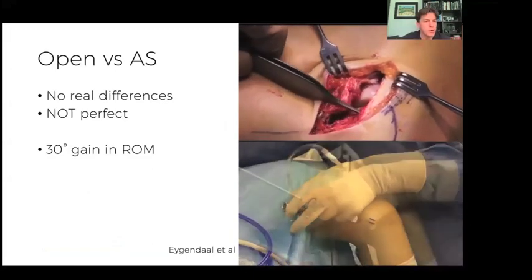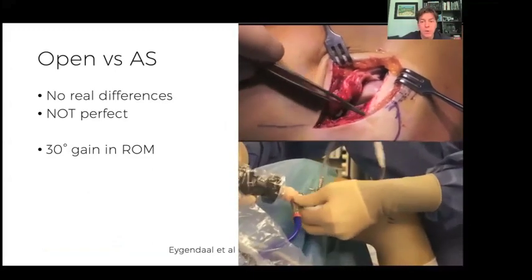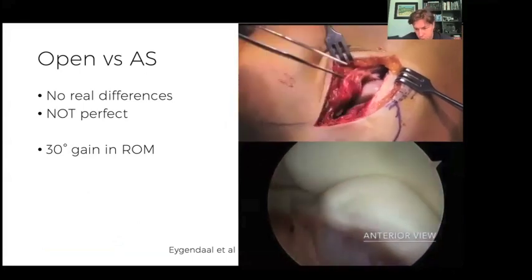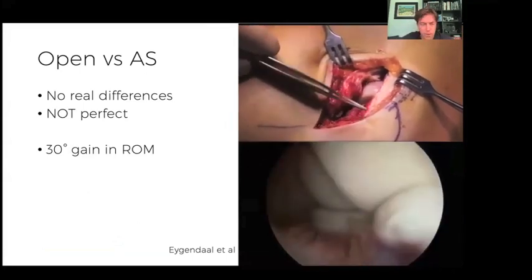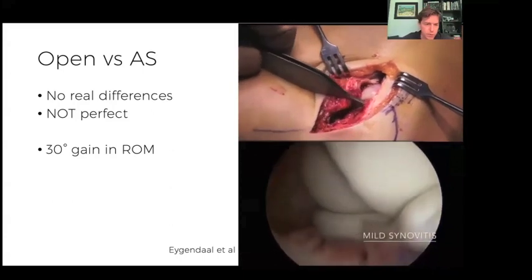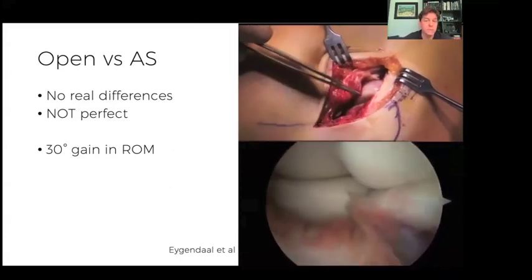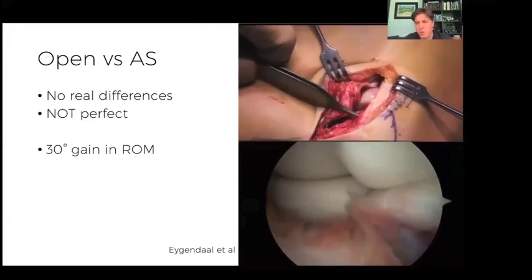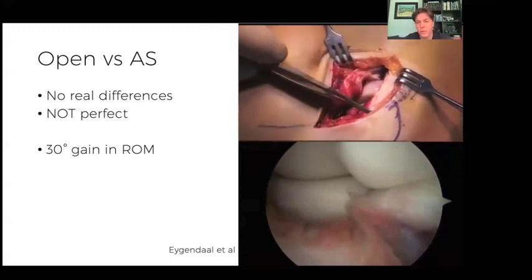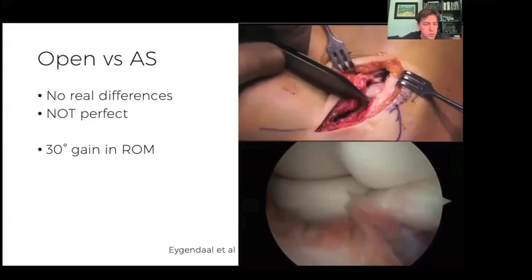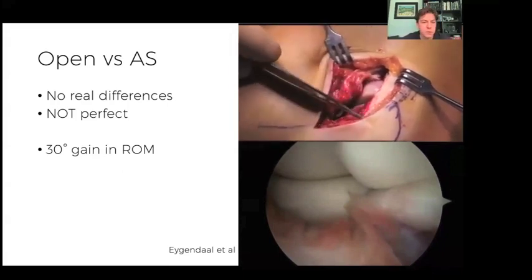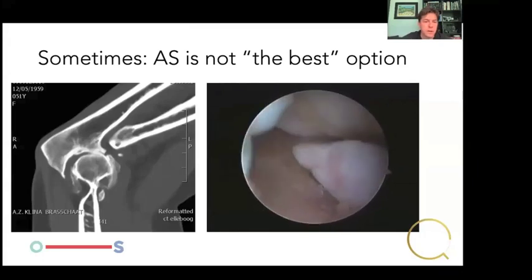There's no real difference between open and arthroscopy, according to Denise Eygendaal. She looked up her patients, consecutive patients open, consecutive patients arthroscopic, and we can expect about a 30-degree range of motion gain in both groups. So this is what I tell my patients as well. And that's why it's so important to really go ahead with exercises pre-op. The better you are before surgery, the better you will be after surgery.